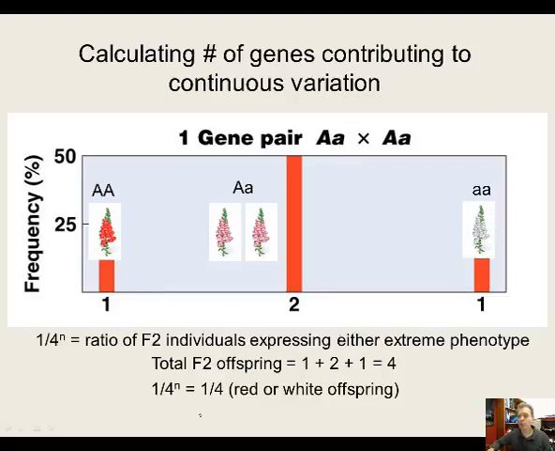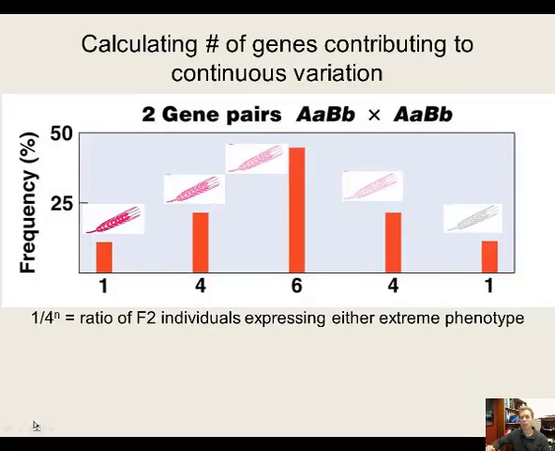So 1/4 is equal to 1/4 raised to the n. And the math here is very simple. n is equal to 1. And we can see that the gene A is the only gene controlling color here. So again, the formula 1/4 raised to the n is equal to the ratio of F2 individuals expressing either extreme phenotype.